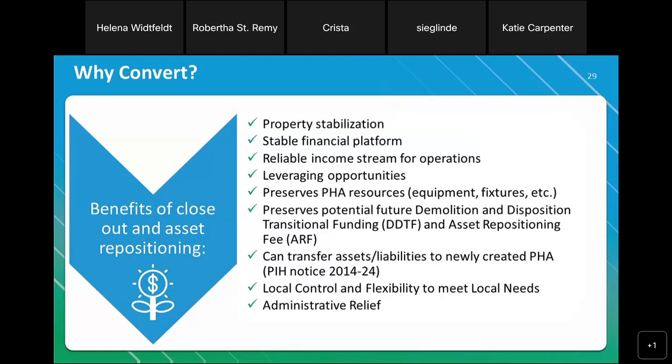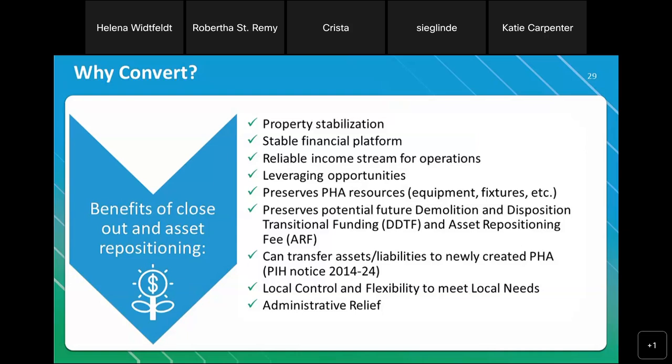It still applies. And of course, the local control and flexibility to meet local needs can be matched under this particular asset repositioning model as needed. And it's supposed to provide administrative relief because things are supposed to be simplified. I say supposed because sometimes we can be our own greatest enemy and create more administrative burden, but the intent always is to create administrative relief from asset repositioning to simplify, because it's going from this model to the Section 8 model.